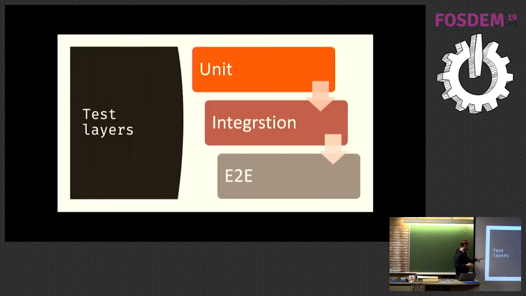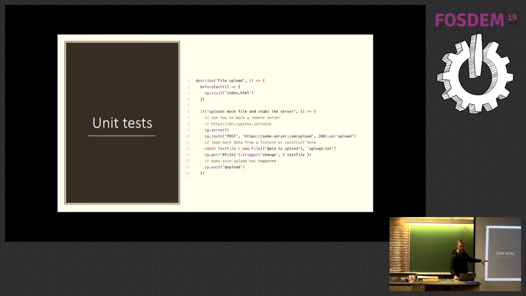Talking about the different layers, unit, integration and end-to-end layers, let's go a little bit in depth there. This is how the test looked. As I said, Mocha syntax. You describe your test case. Before each test execution, you visit the page, index.html. Then you start a mock server and say that for any request that the application tries to make for this route, a POST request, I will return 200, and you make an alias as upload function. Then you prepare your test file, because you want to test a file upload, and on the file upload element, you trigger change with this file, and then you just validate that the route was called. In this way, you are making stubbed backend calls.